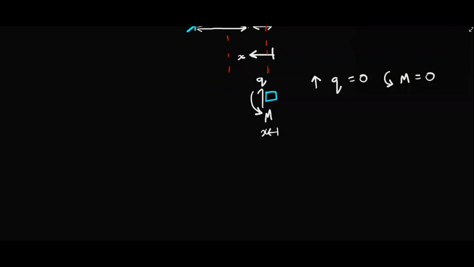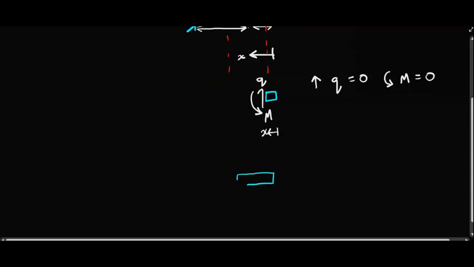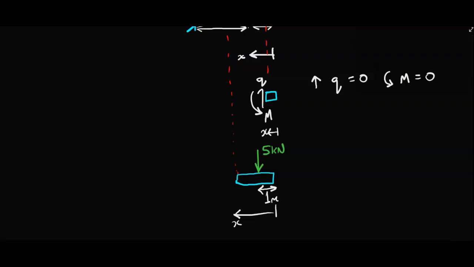So we're going to consider our cut. If it helps, I can bring this imaginary line down to here so you can see. And then we need to put our coordinates on here, which is position x from the tip. And then we have a load of 5 kilonewtons applied at a position of 1 meter from the end. So I can put the 1 meter in there. And the cut is at position x, which is just an arbitrary position.